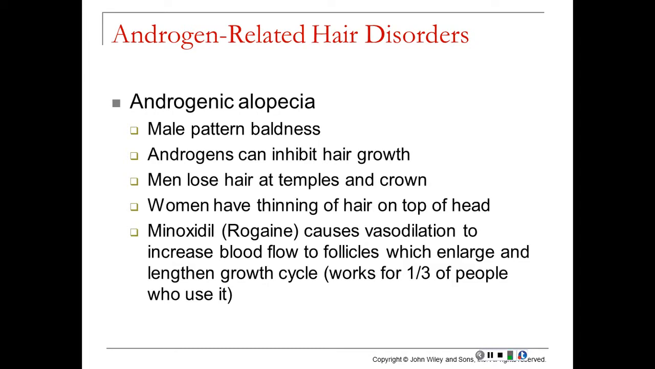Androgenic alopecia is the technical term for male pattern baldness. This is when the androgens are inhibiting hair growth, when there's not enough androgens, or the androgens aren't binding to the correct receptors that would normally stimulate hair growth. Males tend to lose hair at their temples and at their crowns, so that kind of growing forehead that some men get, that's called androgenic alopecia, and it's because of misfiring of those androgens, which would normally increase hair growth.